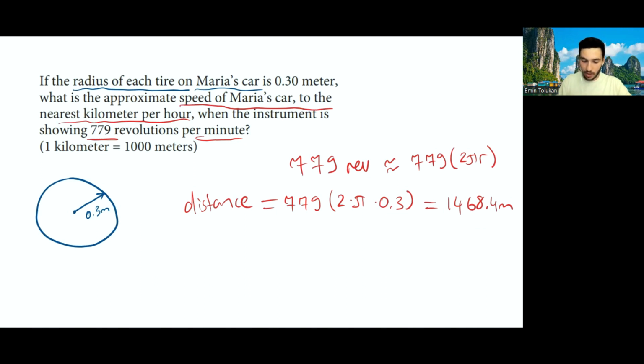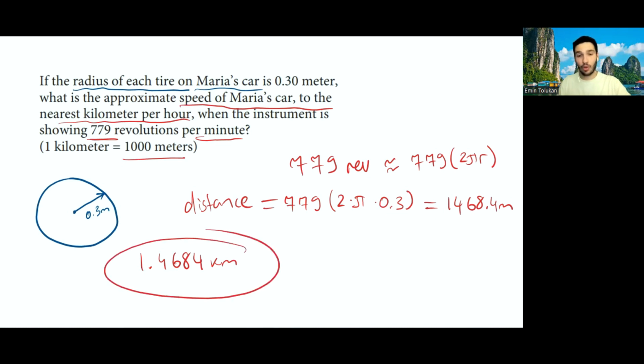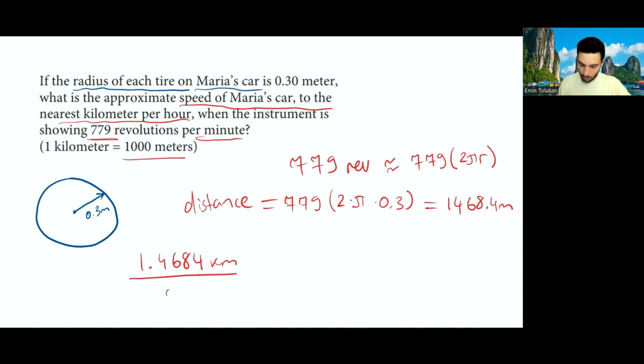1468.4 meters is 1.4684 kilometers. I just divided everything by 1,000 because 1,000 meters is equal to 1 kilometer. So if you divide everything, you will get 1.4684 kilometers. That's per minute, right? 1.4684 kilometers per minute.